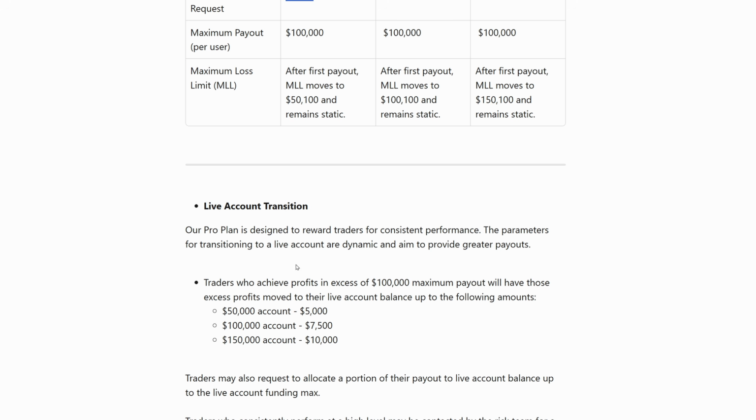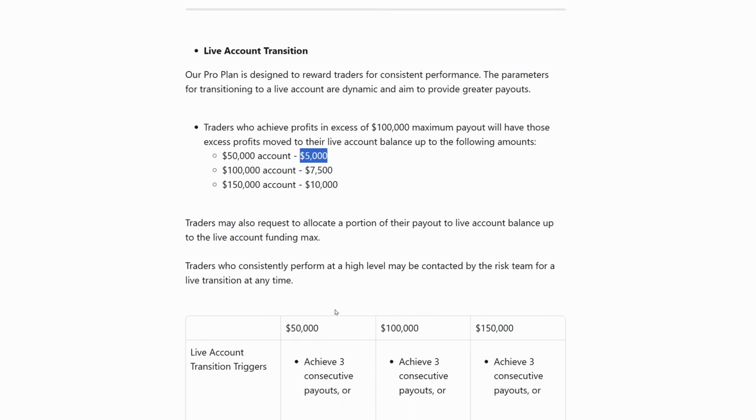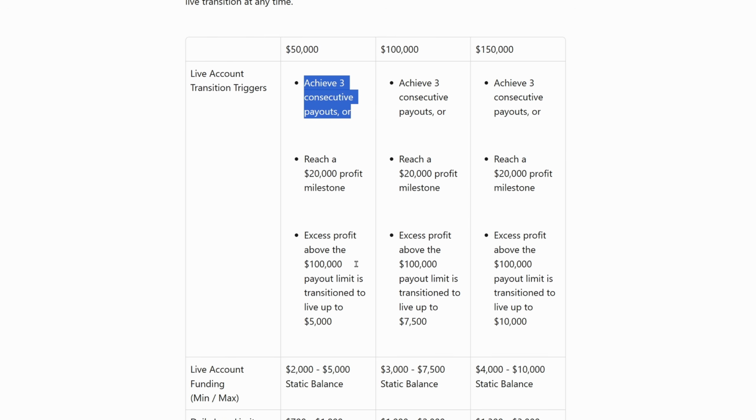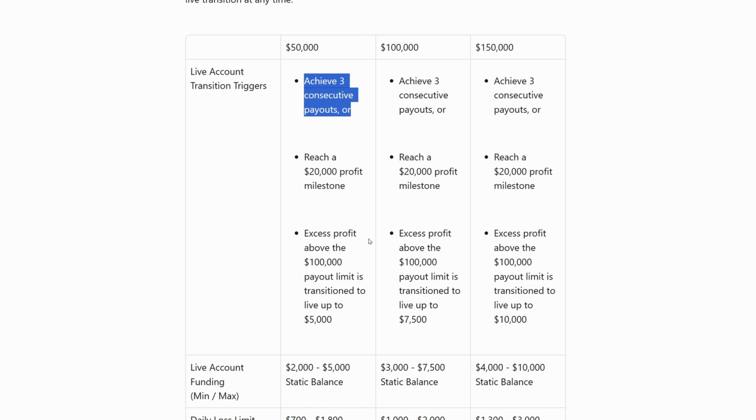Now, transition to live. This is going to be a lot different as well. For traders who achieve profits in excess of $100,000, My Funded Futures is going to put $5,000 if you signed up for the 50K Pro account plan. They're going to put $5,000 in a live brokerage account and give you access to be able to trade that money. Now, what will trigger you to go live in this account? 3 consecutive payouts, which, keep in mind, every payout cycle is a minimum of 14 calendar days. Reach a $20,000 profit milestone, or have profits in excess of $100,000.